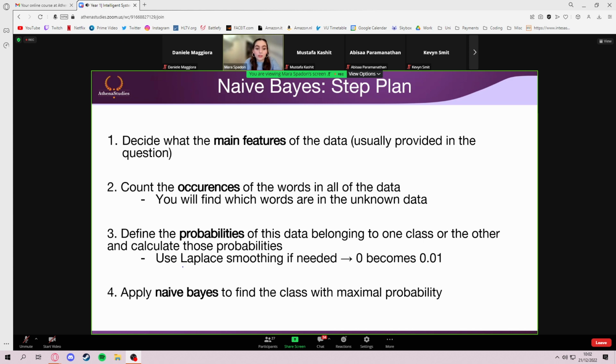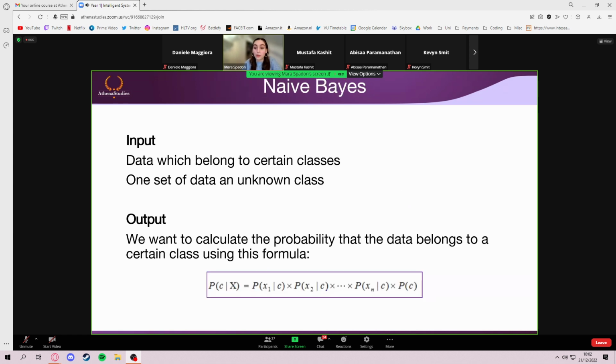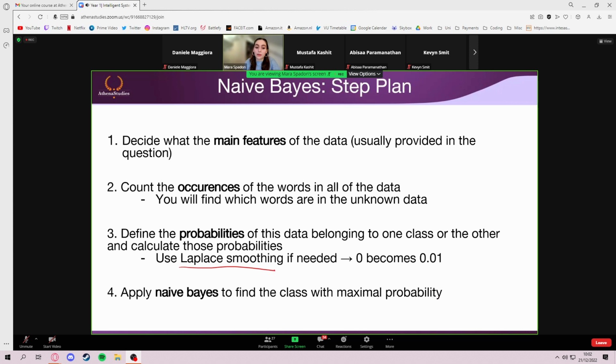And one very important thing here is to use Laplace smoothing if needed. What does this mean? It means that if we have a 0, we smooth it, so it becomes a 0.01. So as you can see here in the formula, it's a multiplication formula. So if one word does not show up in the class, this would get a value of 0. But since it's multiplication, then immediately the entire thing would be 0. So that's why we apply smoothing, such that the 0 becomes a very small value. So it doesn't influence the probability as much, but also it makes sure that we don't get 0 immediately.